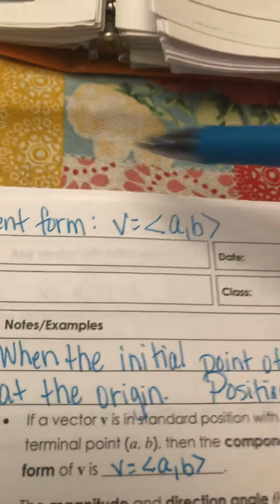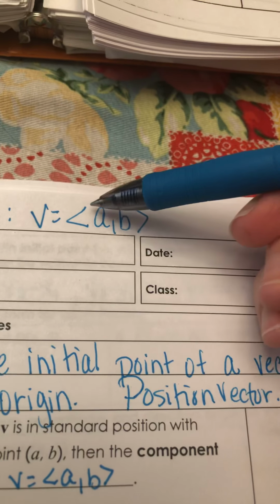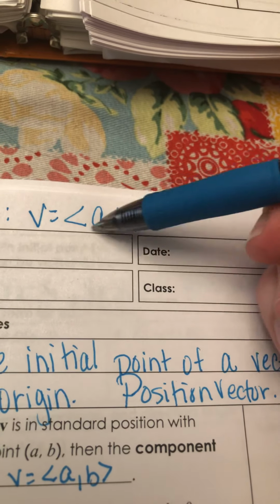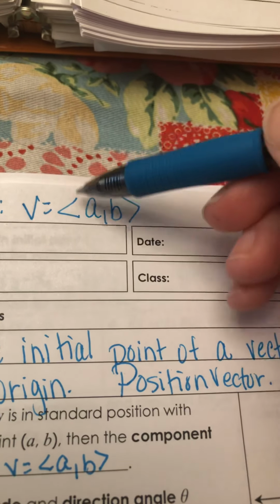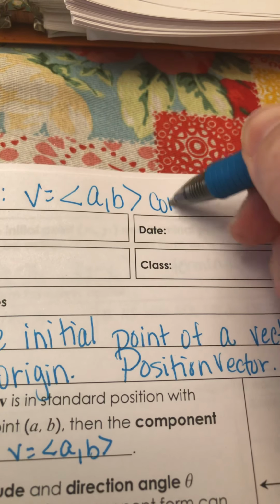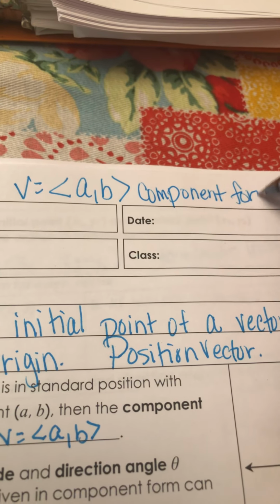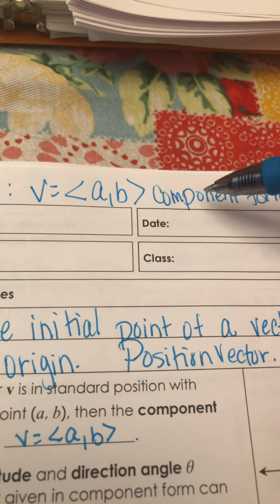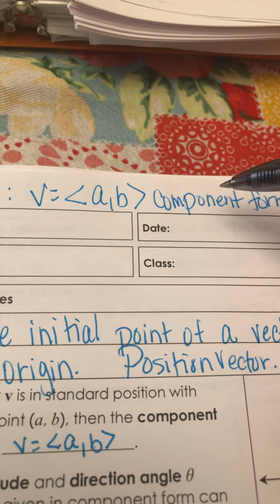Okay, you're going to have the name of your vector equal to two values from the vector, and they're surrounded by a less than and a greater than sign. It looks like an ordered pair without the parentheses. It has a less than and a greater than sign. So again, this is component form. Okay, so this is the way that we write our algebraic vectors.